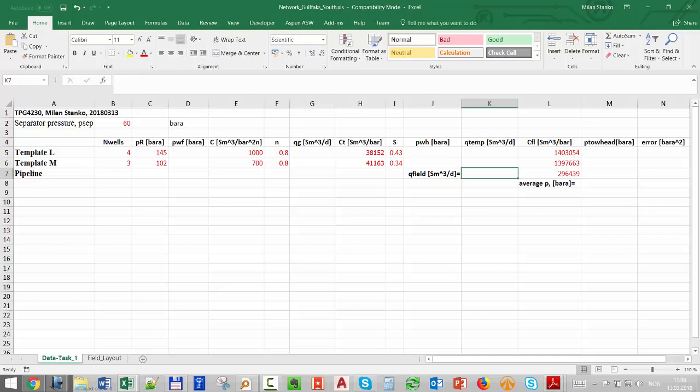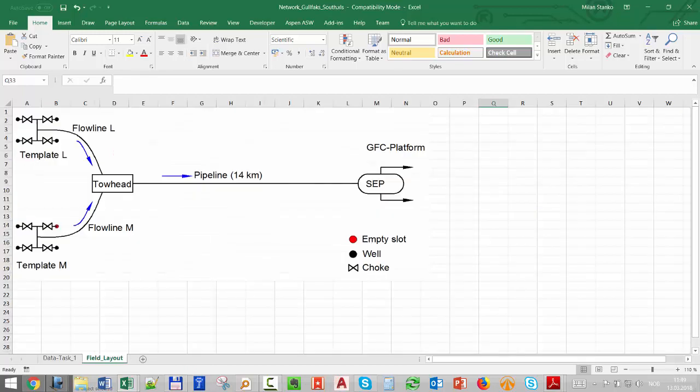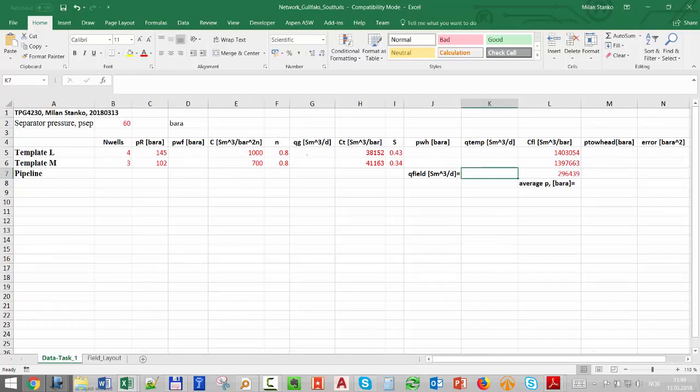So what would you assume, rate or pressure? Rate. Okay. What's the problem with rate? Let's say here we have the rate of the 2 wells. If we assume one value in each, then we already have the rate of the field, and then we have everything to compute. We can go from reservoir of template M all the way to the tau head, reservoir template L all the way to the tau head, and we can go with the rate of the field from the separator to the tau head, right? No problem. But what is the problem by assuming the rate?